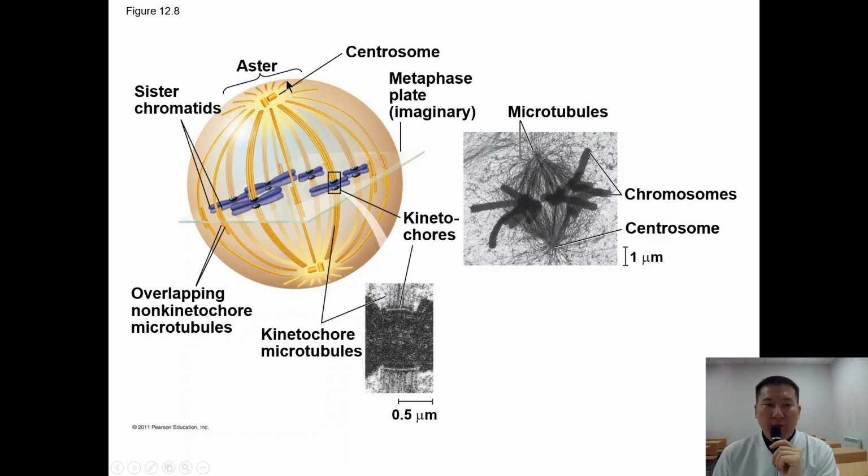Here you can see the formation of an aster. An aster is a radial structure with the centrosome in its middle. Also here you can notice kinetochore microtubules. Here it's shown in a schematic illustration, and here you can see it in a real transmission electron micrograph. And kinetochores. Here are overlapping non-kinetochore microtubules, and that is the metaphase plate, which is imaginary. And here also is a transmission electron micrograph. Here you can see a lot of microtubules with chromosomes and with centrosomes.